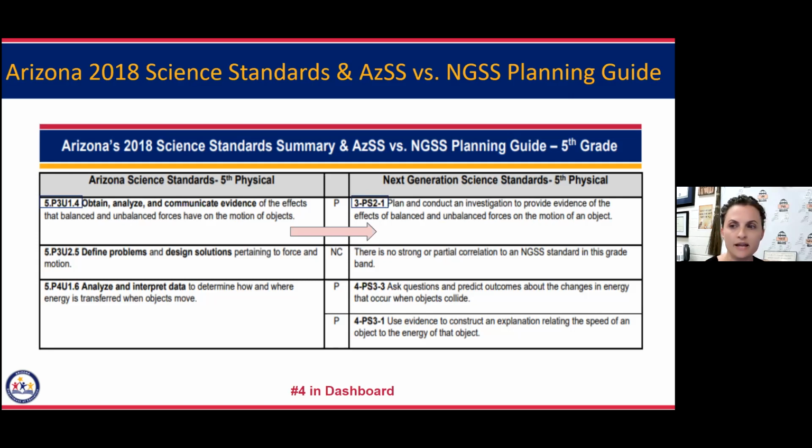standard. So you just really have to pay attention when you're looking at our standards and the NGSS planning guide, so that you know that you're covering the Arizona science standards that you need to be covering in your classroom. And if it does say NC, that means that there is no correlation. It doesn't mean that you don't teach the Arizona standard. It just means that there won't be an NGSS standard that correlates to that. And then if you see an S by it, instead of a P or an NC, that means that there is a strong correlation between our Arizona science standard and a Next Generation Science Standard.